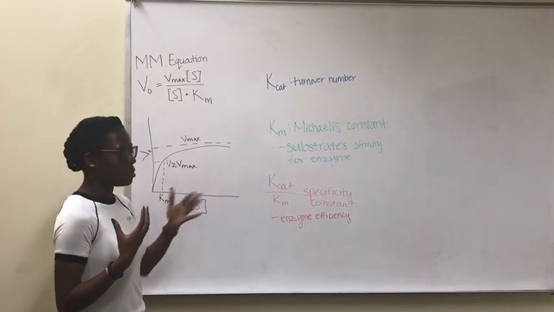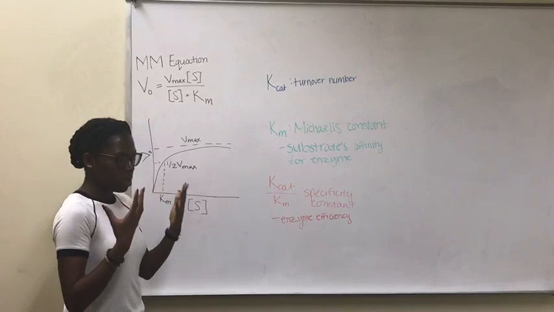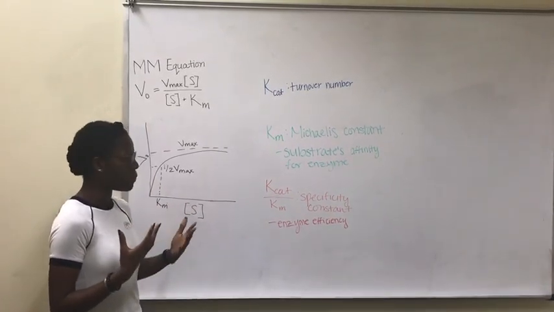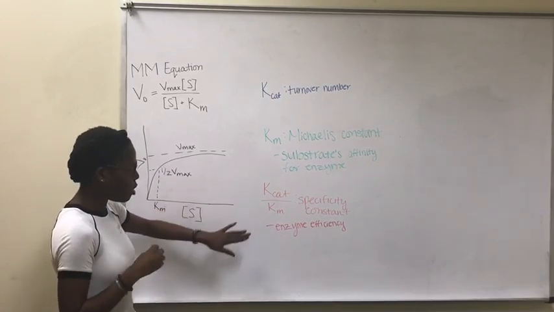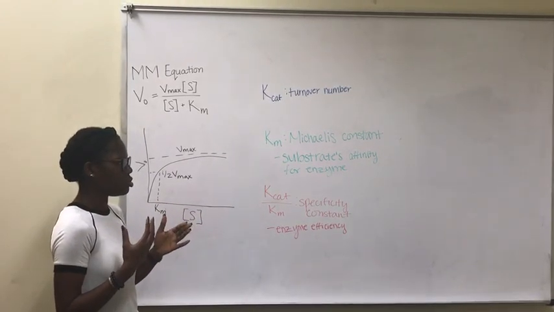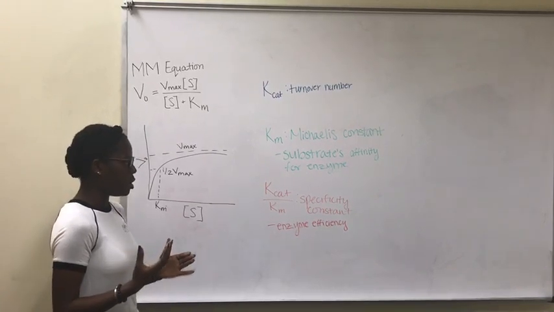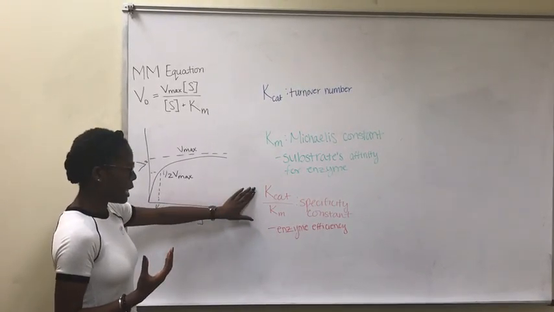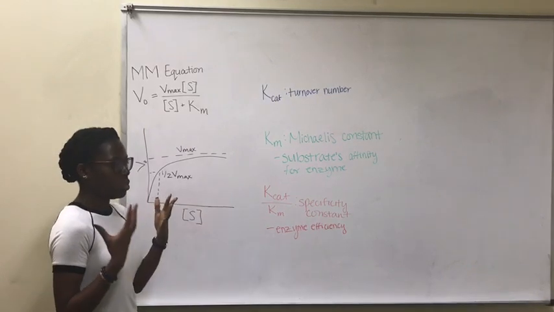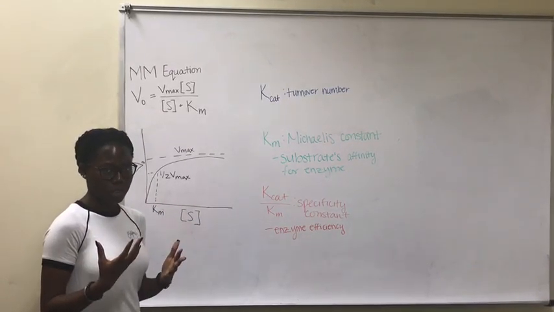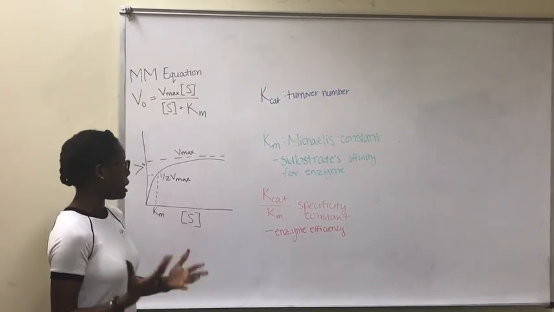A high Kcat refers to an enzyme converting substrate to product at a high rate, and a low Km value correlates to high affinity of the substrate for the enzyme. So basically, if you have a high Kcat and a low Km, then you have a very large specificity constant, and the higher the specificity constant, the more efficient the enzyme.